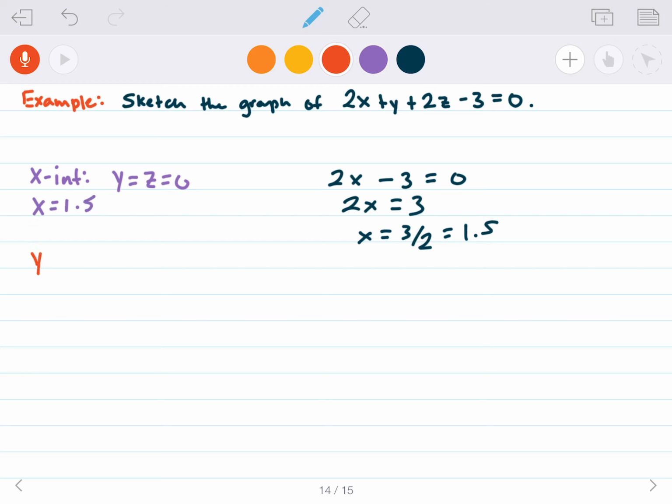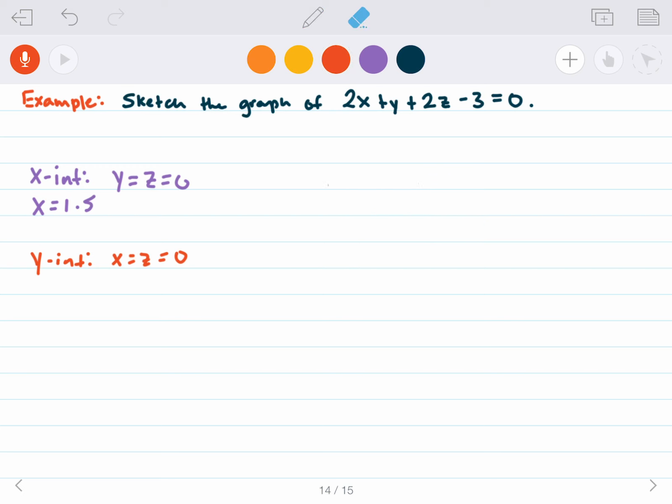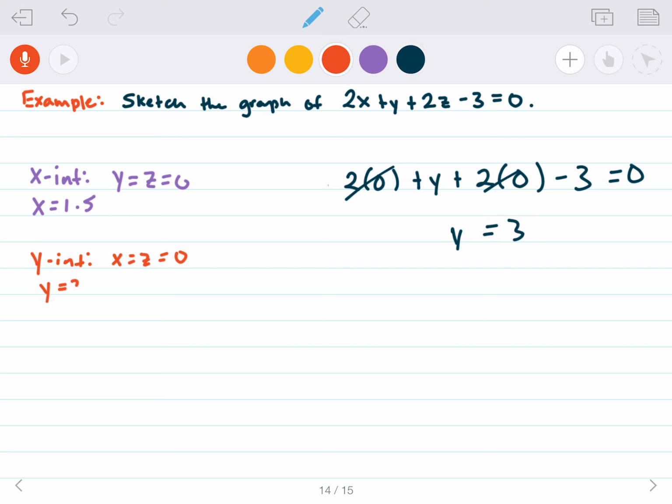My y-intercept: x and z are both 0. And so I'm just going to plug those values in there. So I have 2 times 0 plus y plus 2 times 0 minus 3 equals 0. That goes to 0. This goes to 0. Add 3 to both sides to get y equals 3. So my y-intercept is going to be 3.